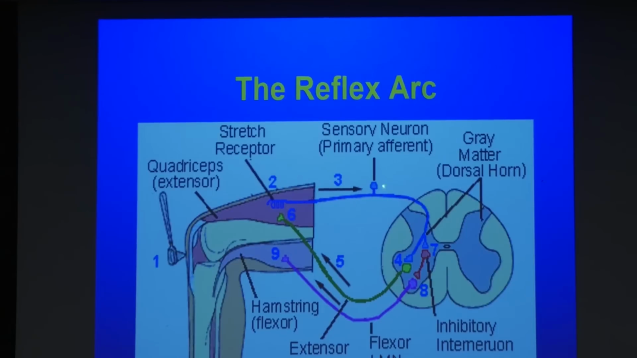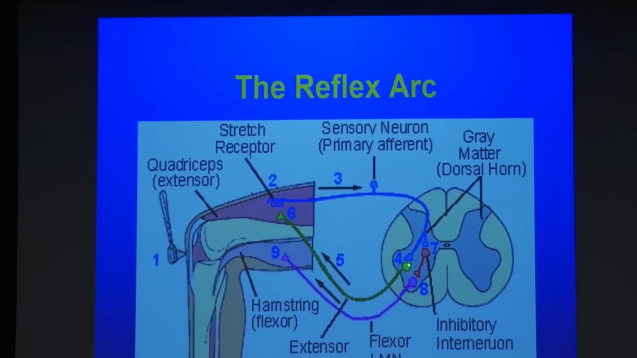The primary sensory afferent has its neuronal cell body up here in the dorsal root ganglion. It then sends a process into the gray matter of the spinal cord. The process that we followed was to take this process and watch its synapse onto this green lower motor neuron. The green lower motor neuron then will send its process out to the quadriceps muscle.